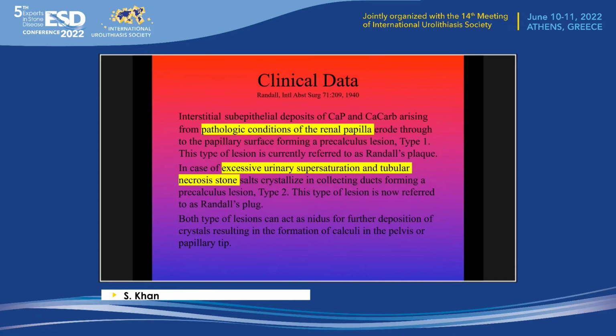In 1940, Randall suggested that there are two kinds of plaques in the papilla, which is a pathological condition of the papilla. One of them is called Randall's plaque, type 1, which is a subepithelial deposit of calcium phosphate or calcium carbonate. And the other type, he called type 2, which was excessive urinary supersaturation and tubular necrosis. So those were the two types of lesions. Both of them could work as the precalculus lesion.